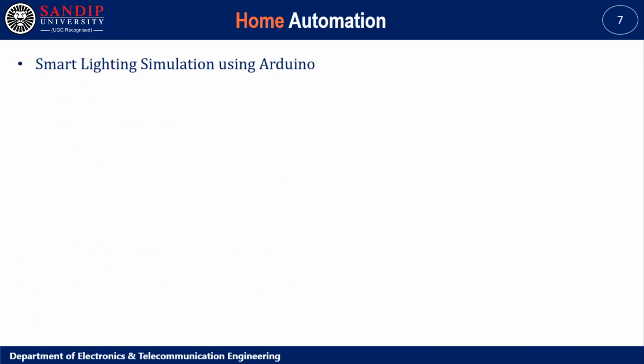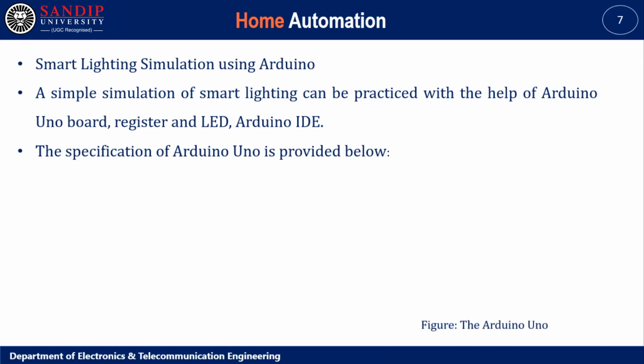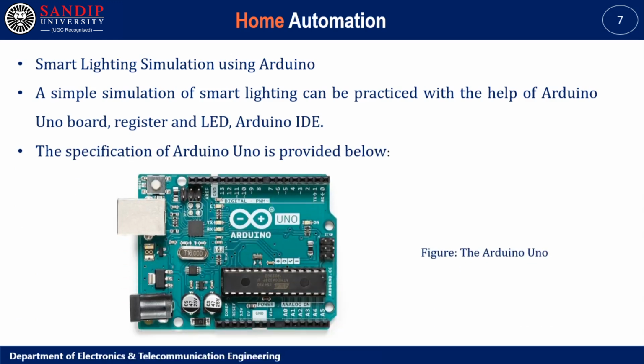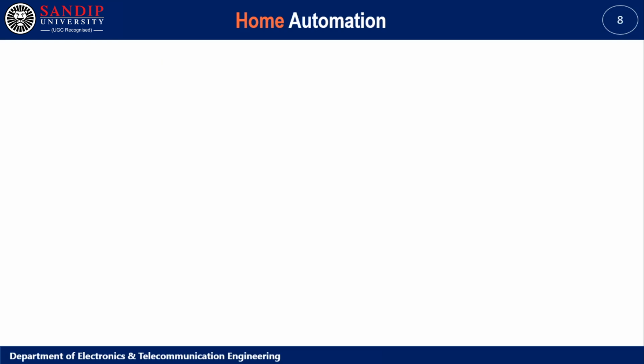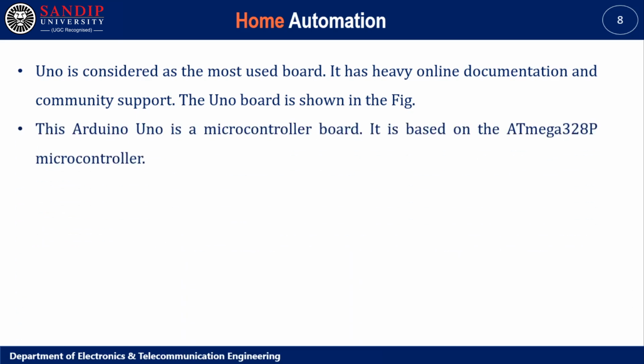Smart lighting simulation using Arduino. A simple simulation of smart lighting can be practiced with the help of an Arduino Uno board, resistor and LED, and the Arduino IDE. The specification of Arduino Uno is provided below. The figure shows the Arduino Uno board. Uno is considered the most used board. It has heavy online documentation and community support.